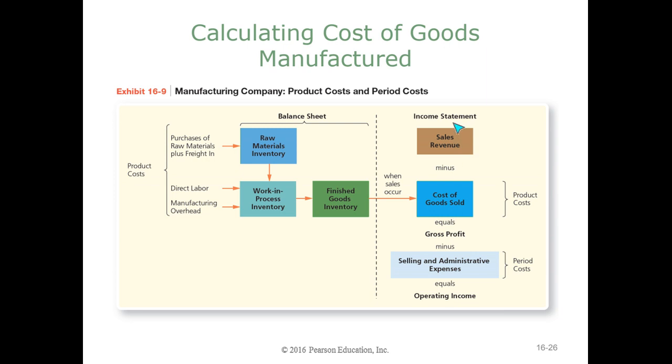Now on our income statement, we have our sales revenue minus our cost of goods sold, which is the product cost. See, this is all product cost over here. So sales revenue minus cost of goods sold equals our gross profit. Then we subtract out our selling and admin, which is a period cost, to give us our operating income.